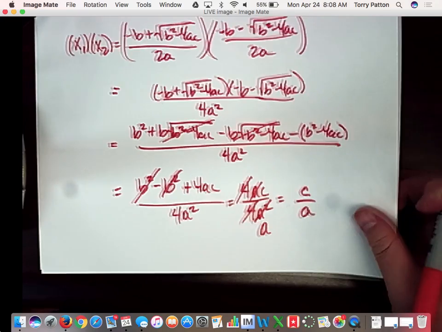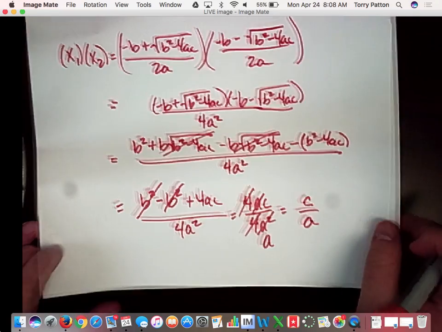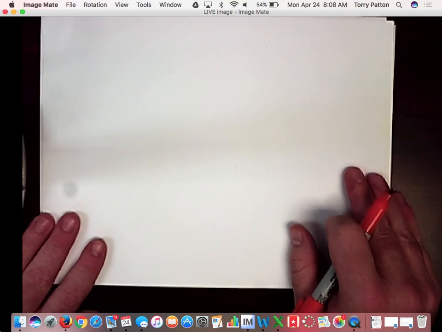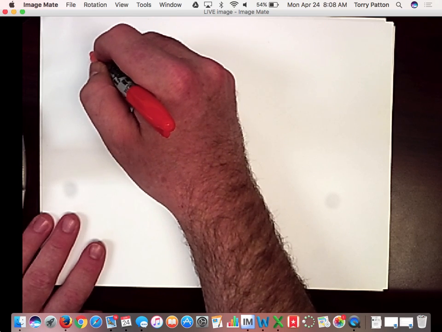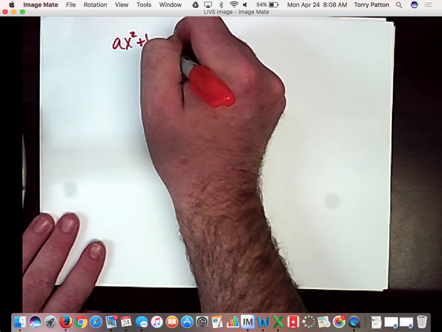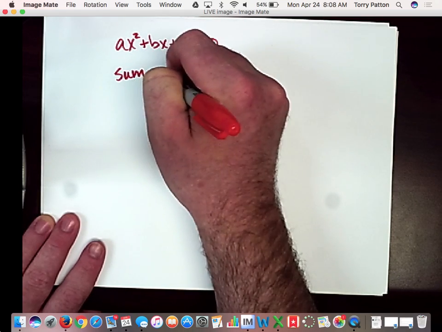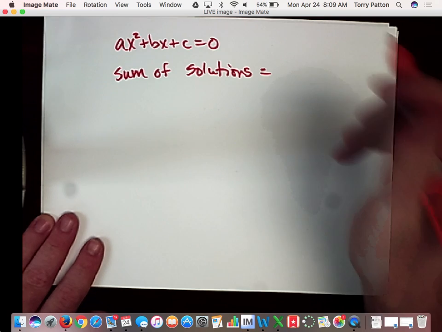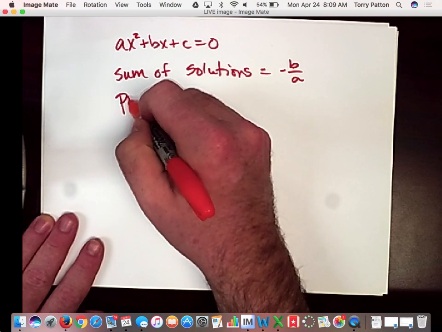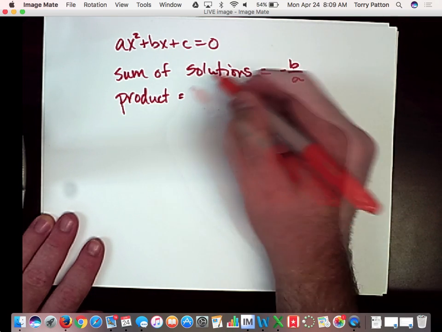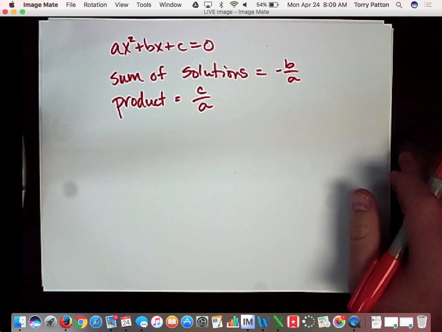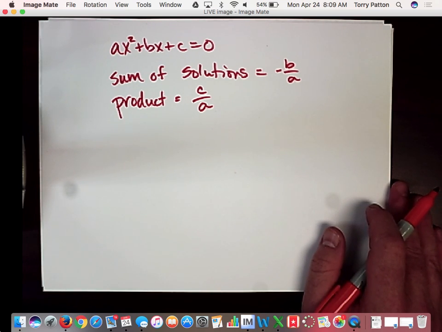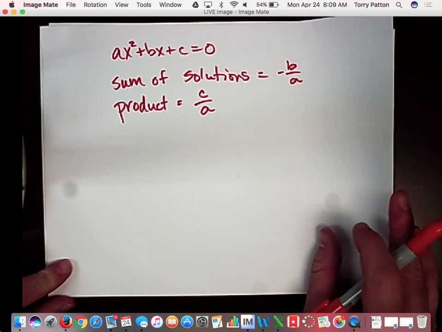So here you go. If you have the two solutions to a quadratic equation, the sum of the solutions is negative b over a. The product is c over a. Now, all this does is give you a shortcut for some things you already know. So let me do some examples.